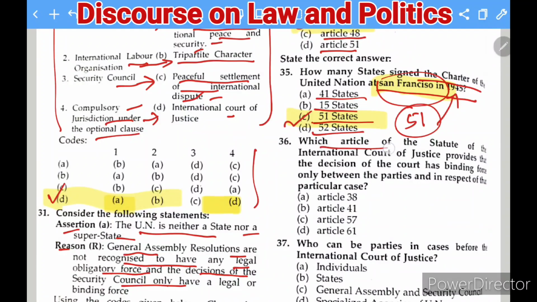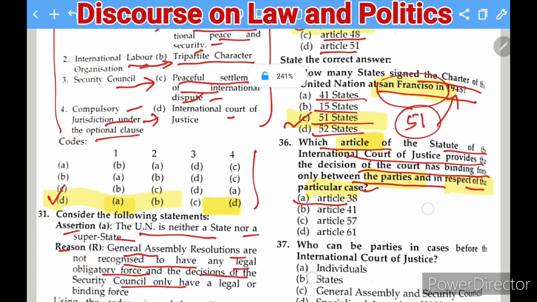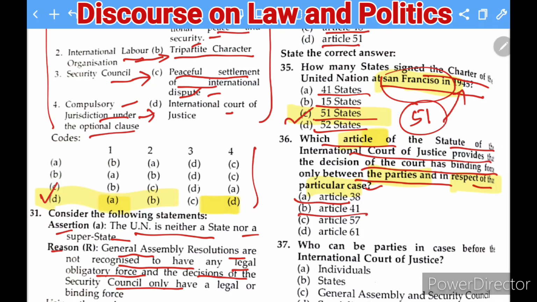Moving to the next question: which article of the Statute of the International Court of Justice provides that the decision of the court has binding force only between the parties and in respect of a particular case? So which article says that the decision of the International Court of Justice would be binding only between those parties and with respect to that particular case? The options given here are Article 38, Article 41, Article 57, Article 61. So which is the right answer? Give your answer in the comment box.